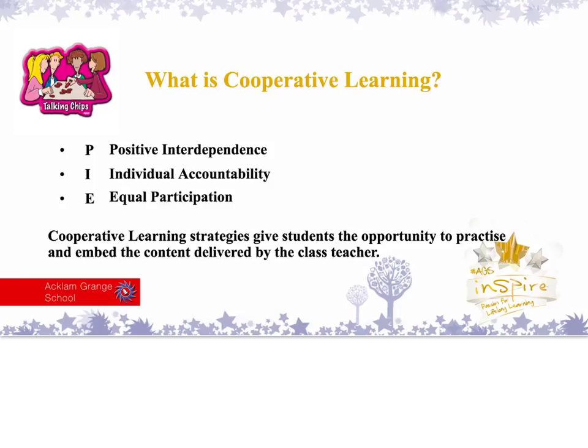What's really effective about using cooperative learning strategies is that students are given regular opportunities to practice and embed the content delivered by the class teacher. We can think of them as brain breaks. If we stand at the front of the classroom and constantly deliver new information and don't give them time to process it, it's like it's coming in one ear and out of the other.